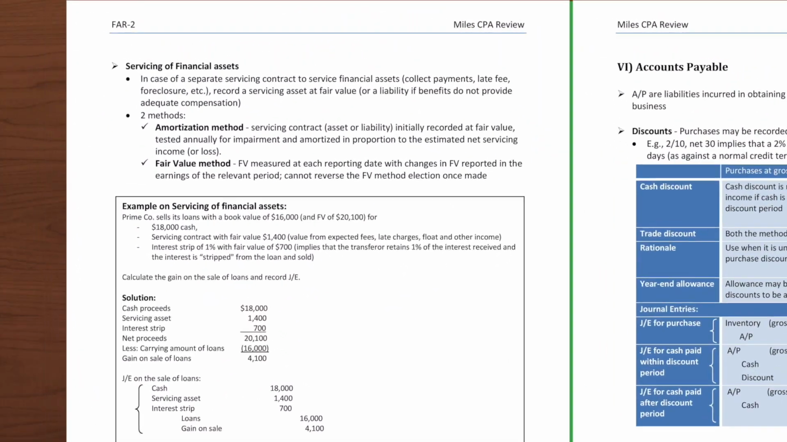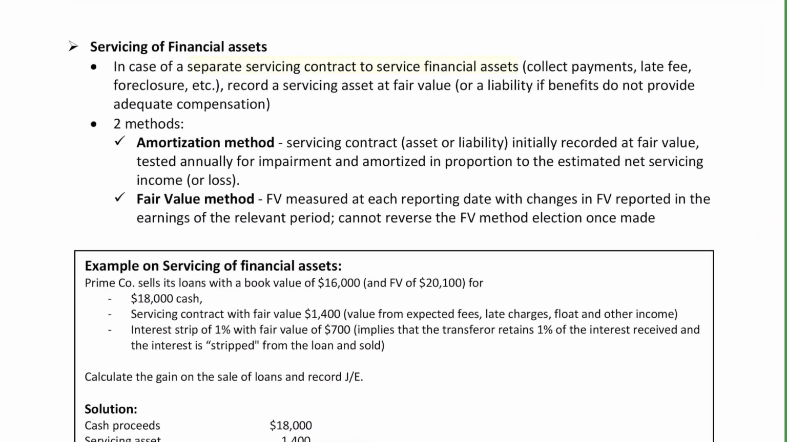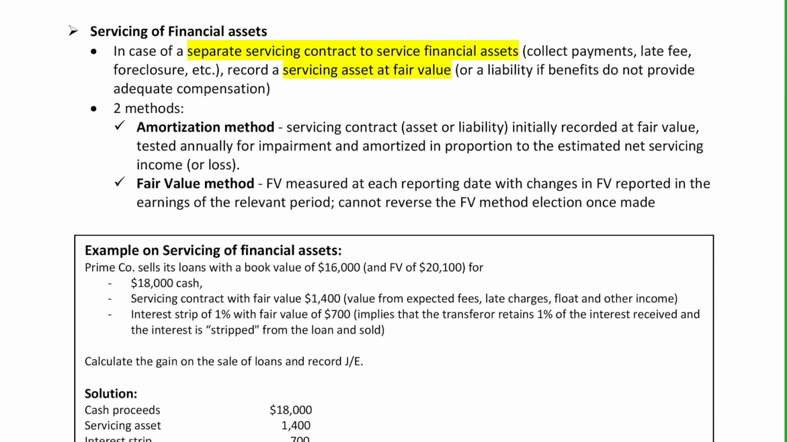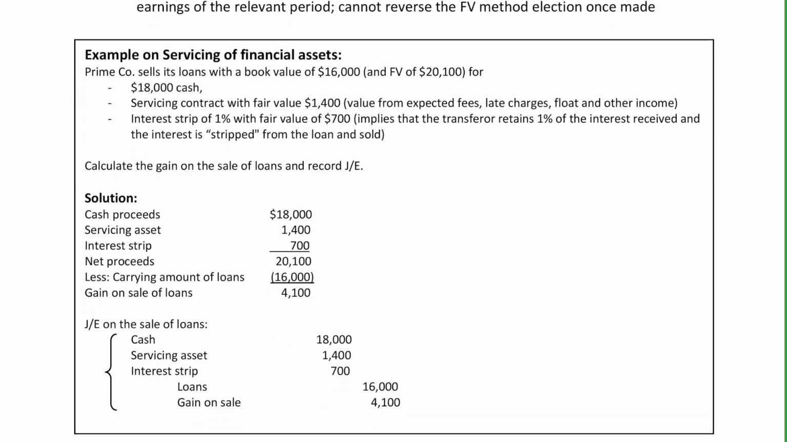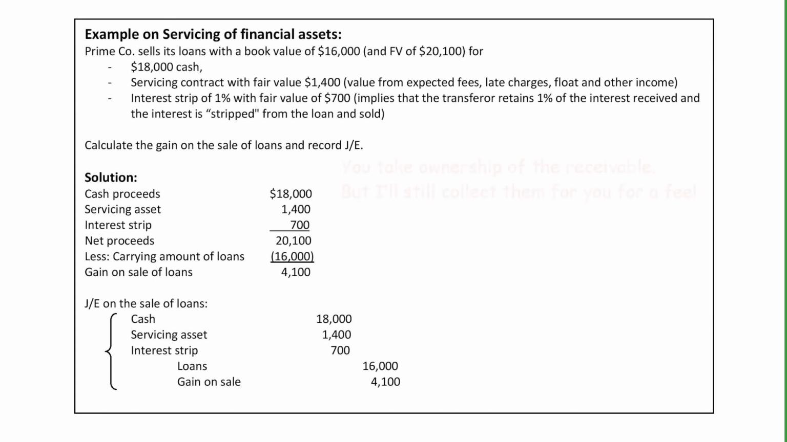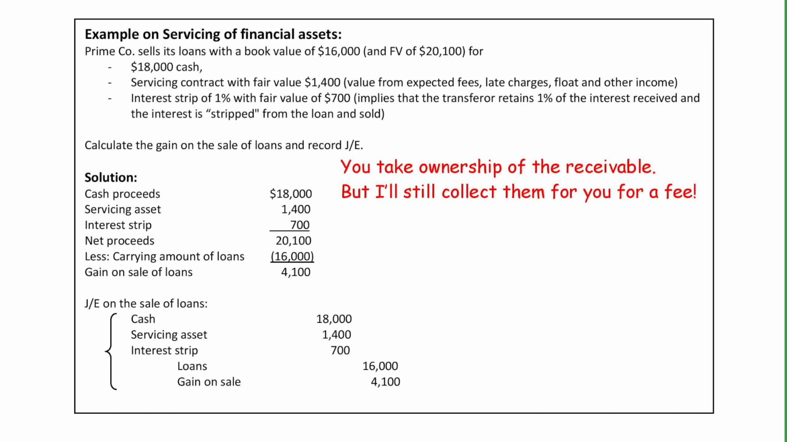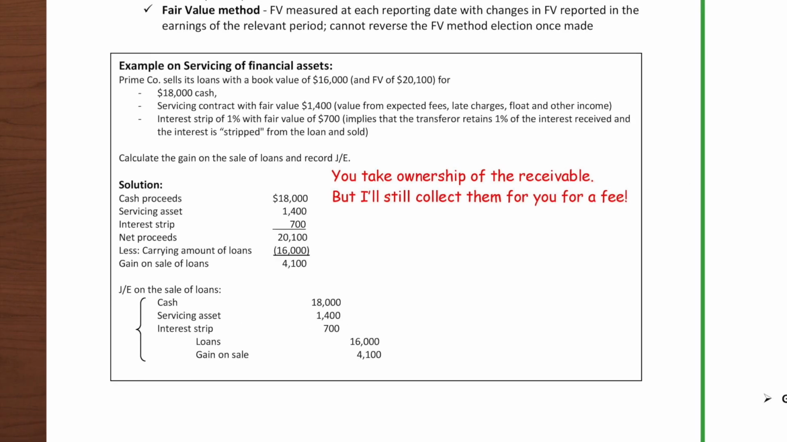On page 18, we are looking at servicing of financial assets. Highlight: separate servicing contract to service financial assets. Now, if the servicing contract provides more than adequate compensation, you would record, highlight, servicing asset at fair value. You've got an example on this page, and to help you understand the concept behind it, make a note: you take ownership of the receivable, but I'll still collect them for you for a fee. So they are my receivables. Now you take ownership of these receivables, but I'll still go out and collect them for you for a fee.